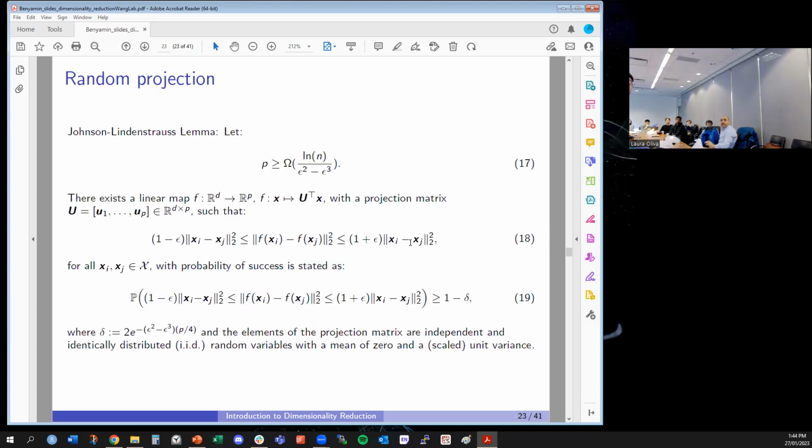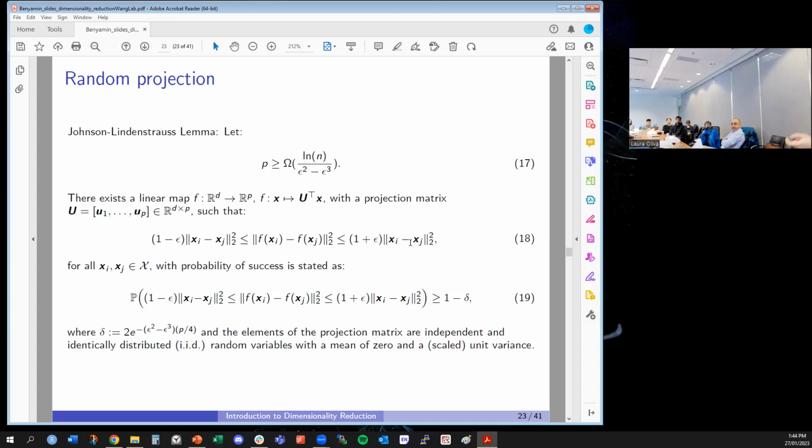Random projection, again a breakthrough, a shocking finding. In theoretical machine learning and statistics, the JL lemma says that assume P, which is the dimensionality of the embedding space, has some lower bound. And you can find a projection matrix, U transpose X is the projection of data, where you can satisfy this. And what is this? F is the projected data.